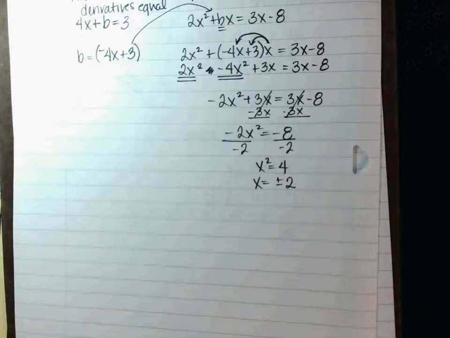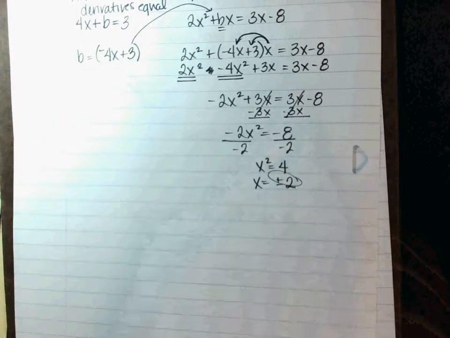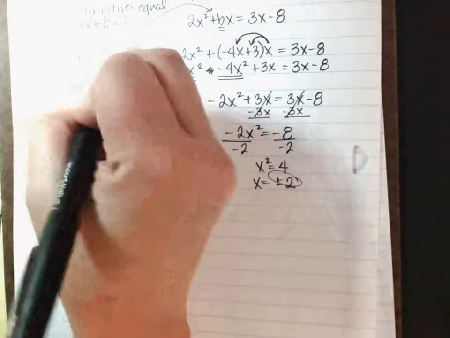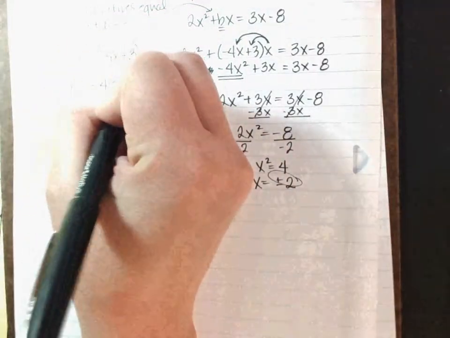Okay, from there, let's do the same thing as last time. Let's just pick the positive one. So we're going to pick positive 2. Okay, then we'd come over here. Then b needs to equal negative 4 times 2 plus 3.